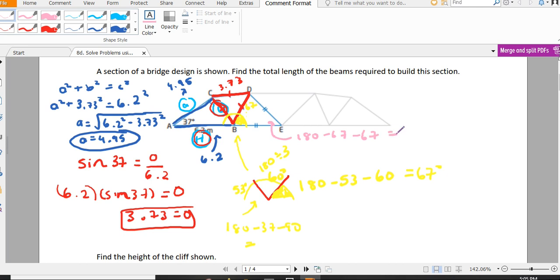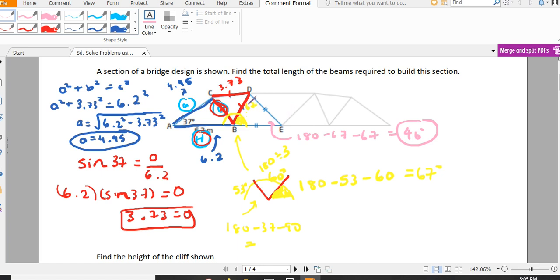180 minus 67 minus 67, that angle is equal to 46. Now, why do I care? Because once I have this angle, I can then find the length of these two sides.